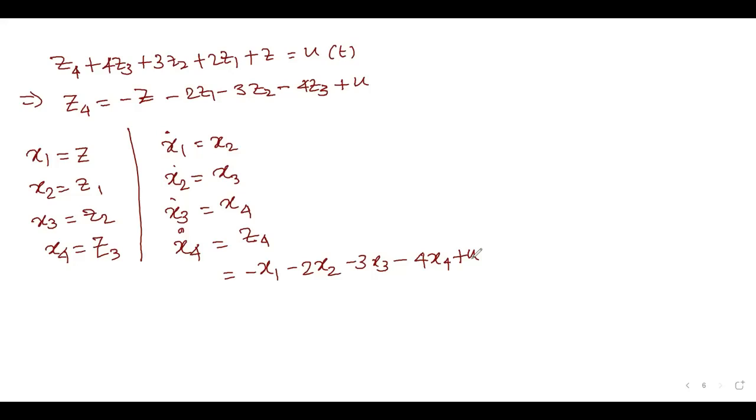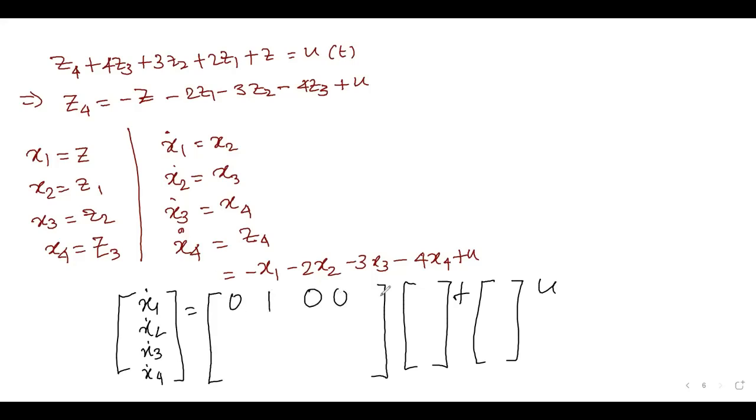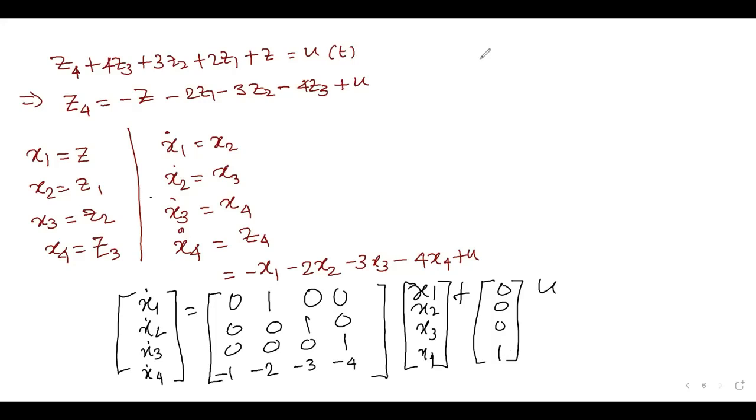So let us represent it in matrix form. x1 dot, x2 dot, x3 dot, x4 dot equal to, what will it be? x1 dot equal to x2, so the first row is 0 1 0 0, then 0 0 1 0, then 0 0 0 1, and the last row is minus 1 minus 2 minus 3 minus 4, and then the input vector is 0 0 0 1. So this is the state equation of the denominator term.